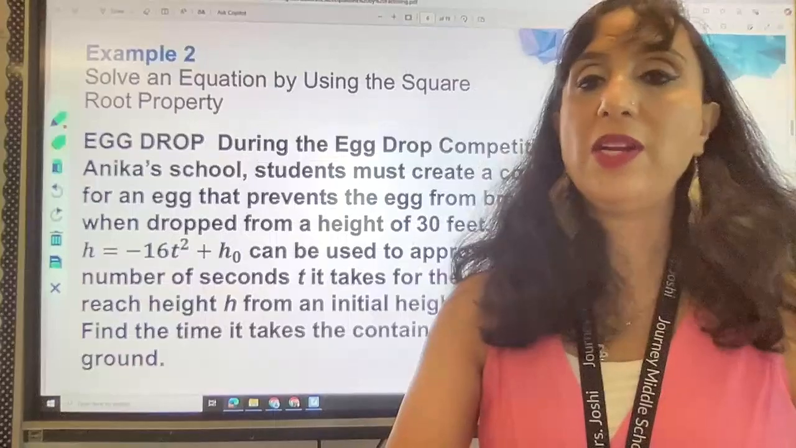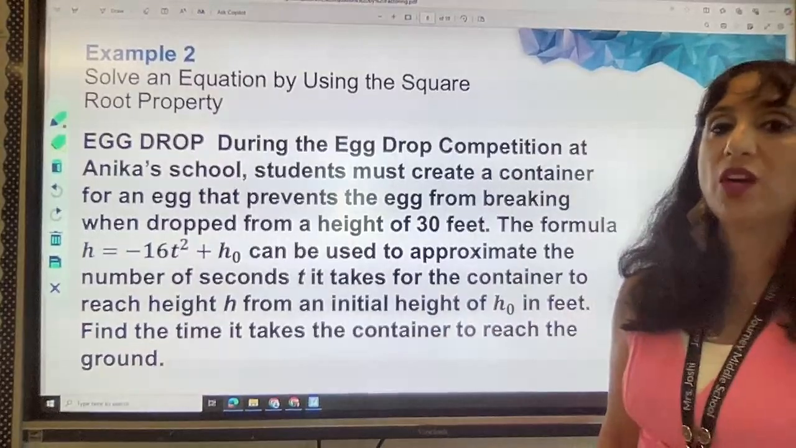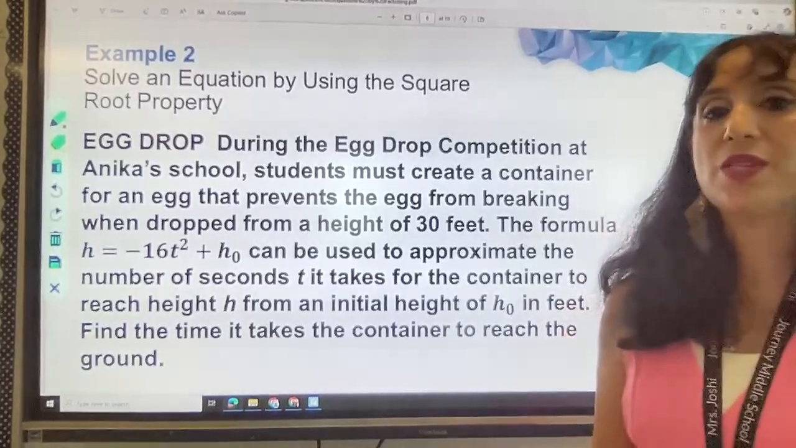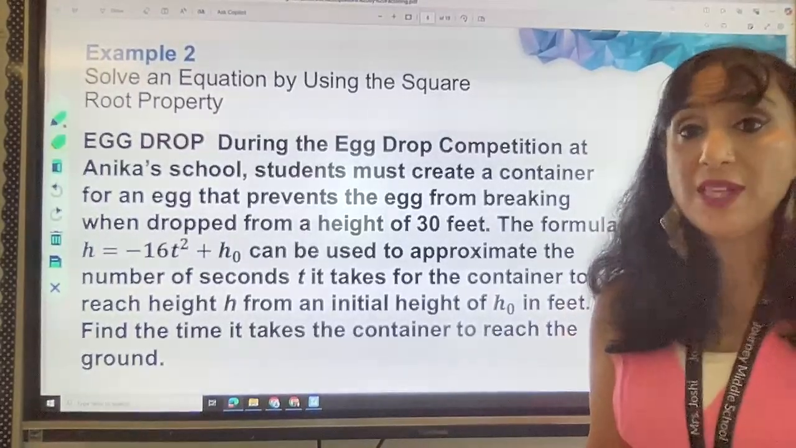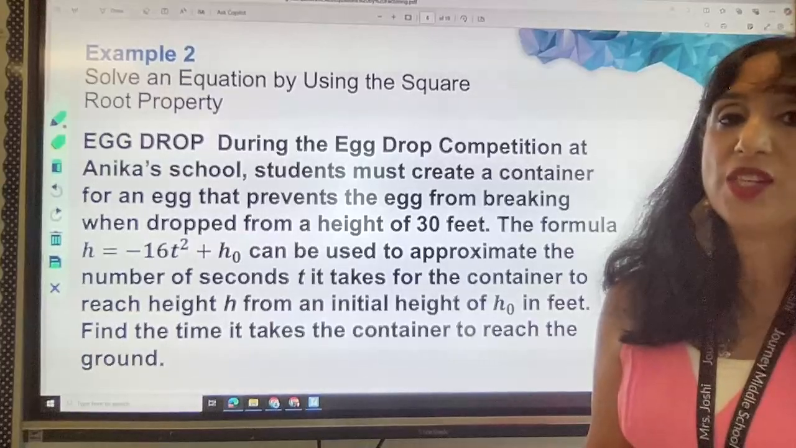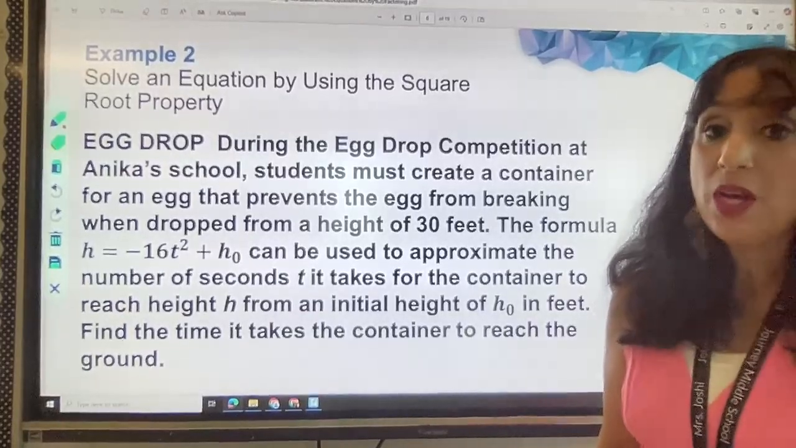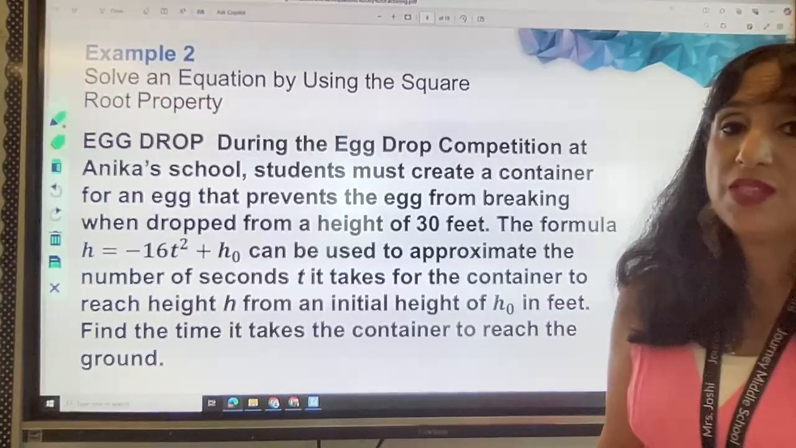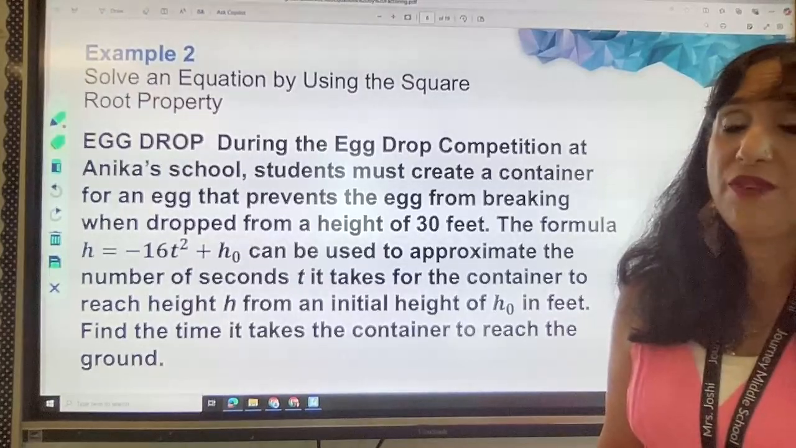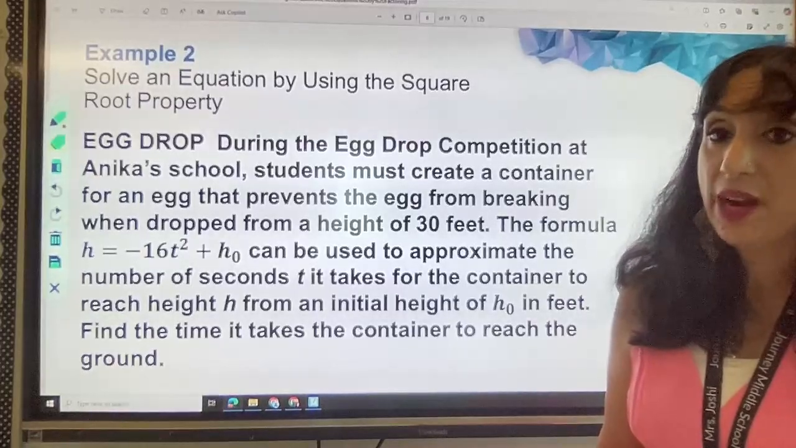Okay? All right, so here's a word problem. Solve an equation by using the square root property. We're talking about egg drop. During the egg drop competition at Anika's school, students must create a container for an egg that prevents the egg from breaking when dropped from a height of 30 feet. The formula h is equal to negative 16t squared plus h sub 0 can be used to approximate the number of seconds t it takes for the container to reach height h from an initial height of h sub 0 in feet. Find the time it takes the container to reach the ground.